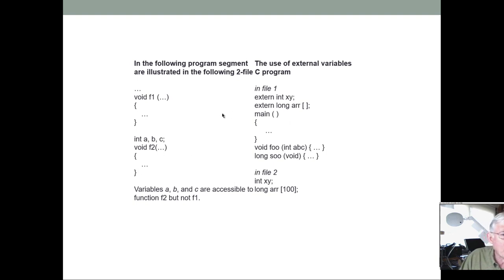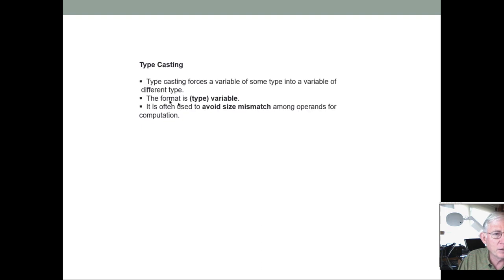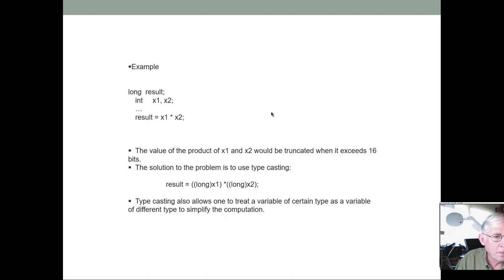Let's see. I'm going to jump to the end here. Typecasting. So you can force variables to a different type. This variable here may already have been cast as an integer, but you can now put in a double and force it to a double for purposes of a calculation.